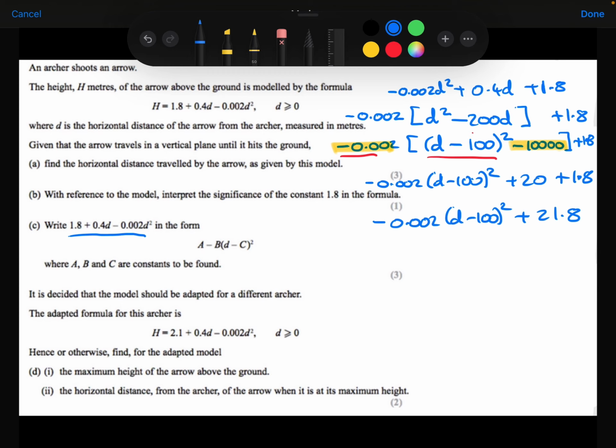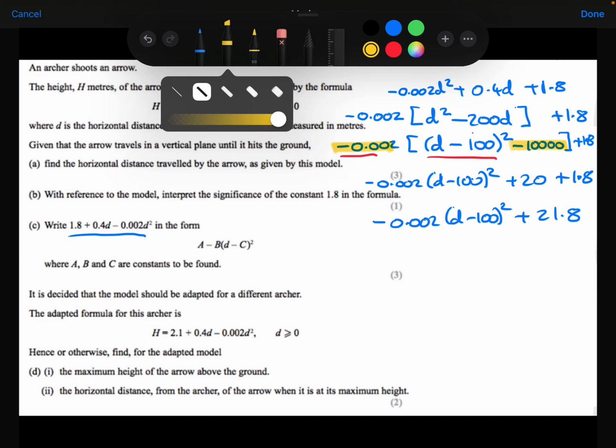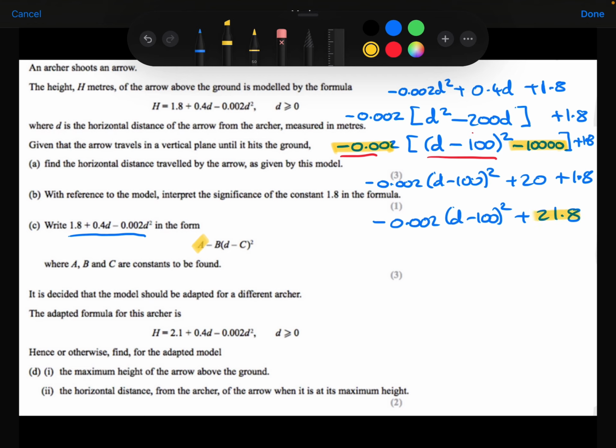So just comparing this to the model, to how it's told us to write it, the A is 21.8. The B here is the 0.002, and the C here is the 100. If you wanted to, you could rewrite this with the 21.8 at the front, just so it matches up perfectly with how they've told us to write it, but you don't need to. It was fine how we wrote it, but you could write it like that if you'd prefer.